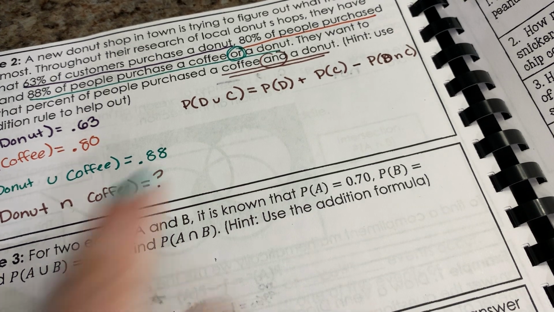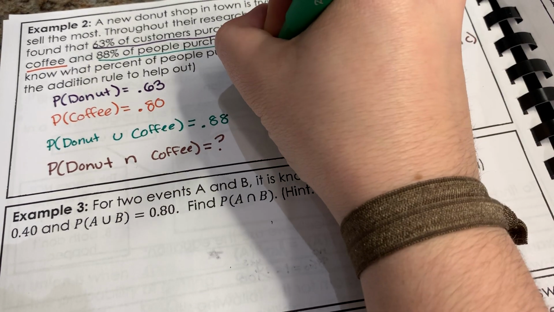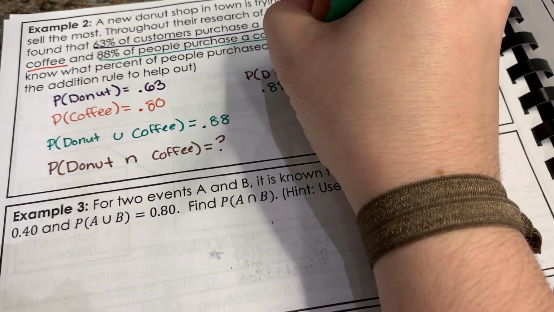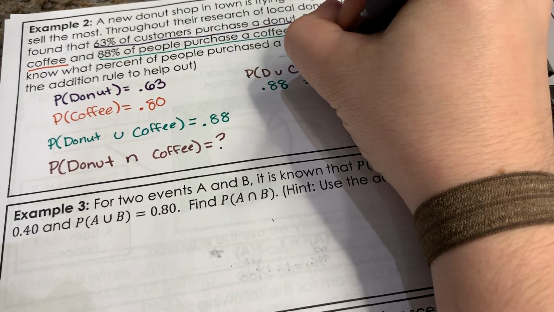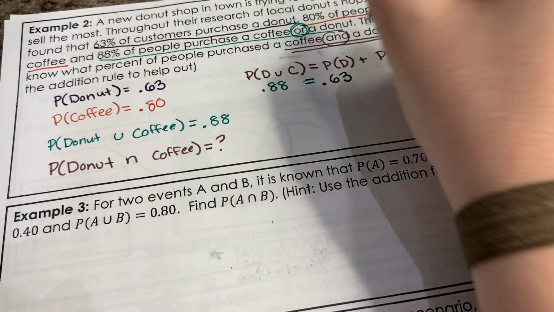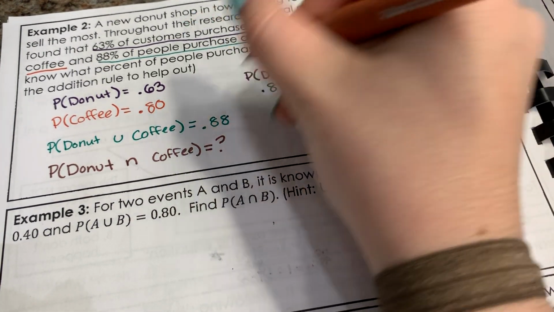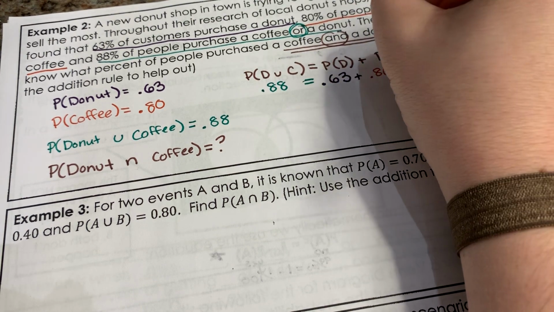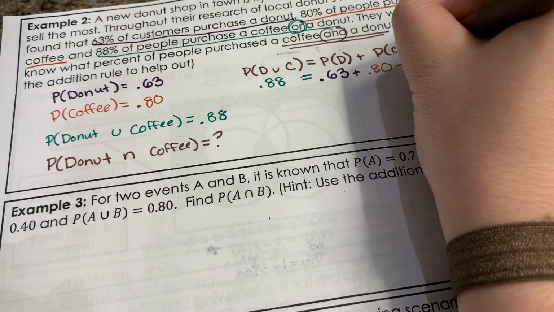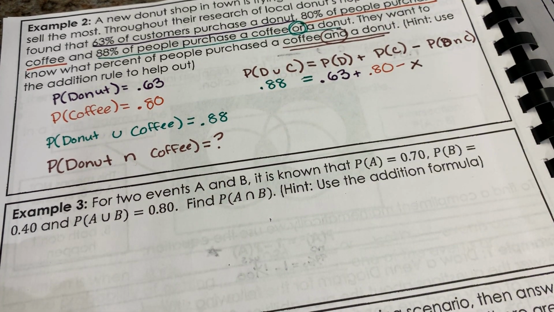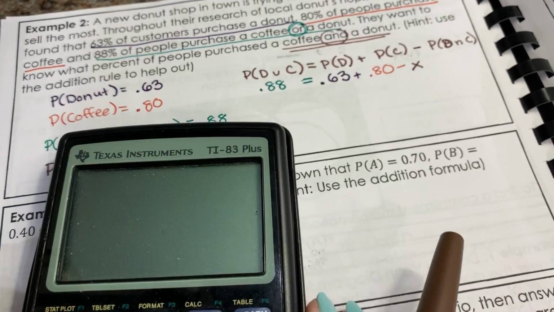All right, so let's fill in what we've got. Remember, the probability of our or was represented right here. That was 0.88. The probability of our donut right here was 0.63. The probability of our coffee right here was 0.80. And what we don't know is donut and coffee, so I'm going to put an X right there. Now we have ourselves a two-step equation that we can solve. So we might want our calculators out.